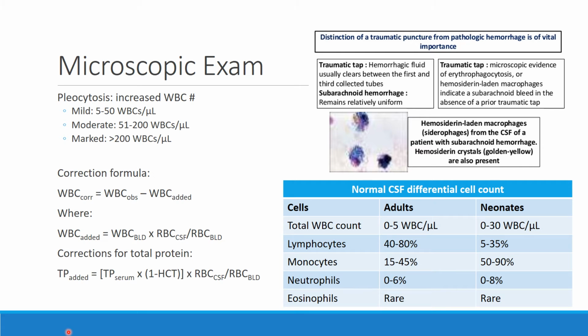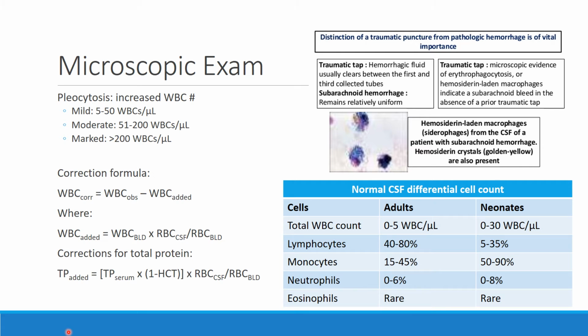Basically, what we see is an increase of about 1 white cell for every 700 red cells that are added to the specimen. Okay, so if we know what the red cell count is in the patient's own blood, we can account for what was added and generally correct for that white cell count.